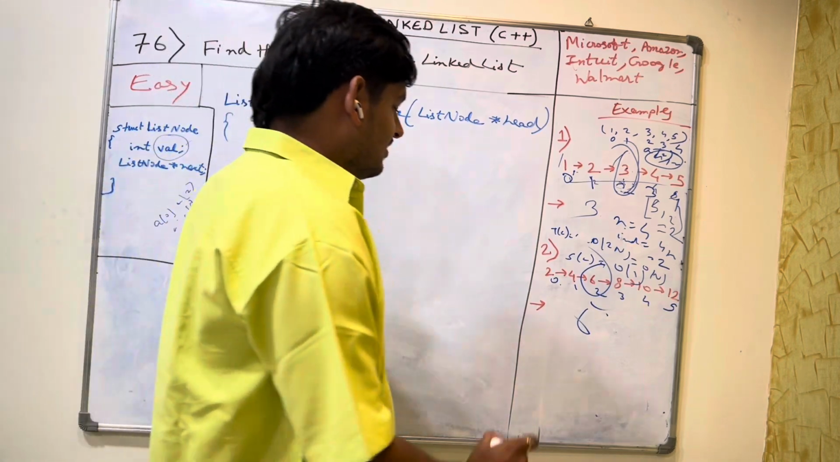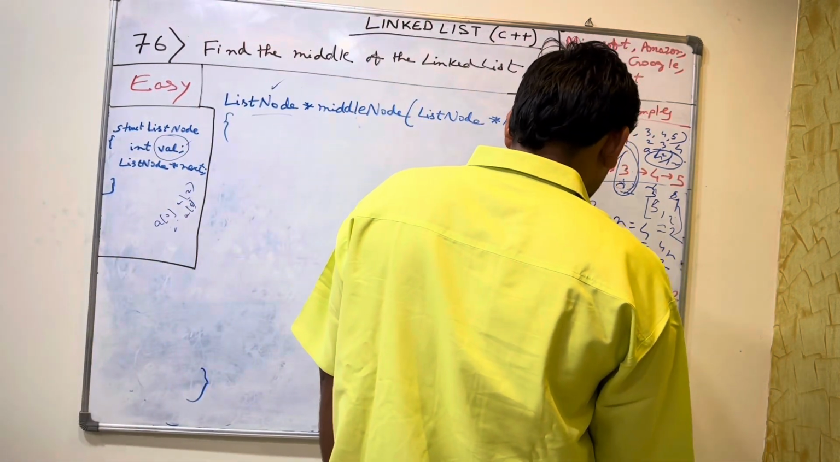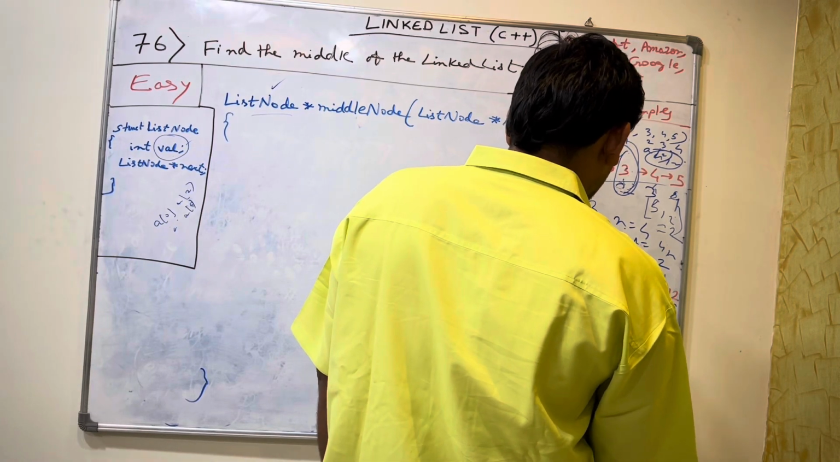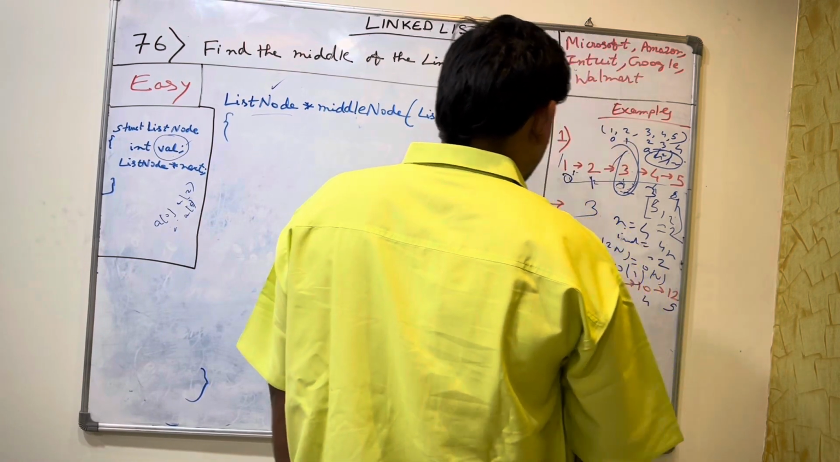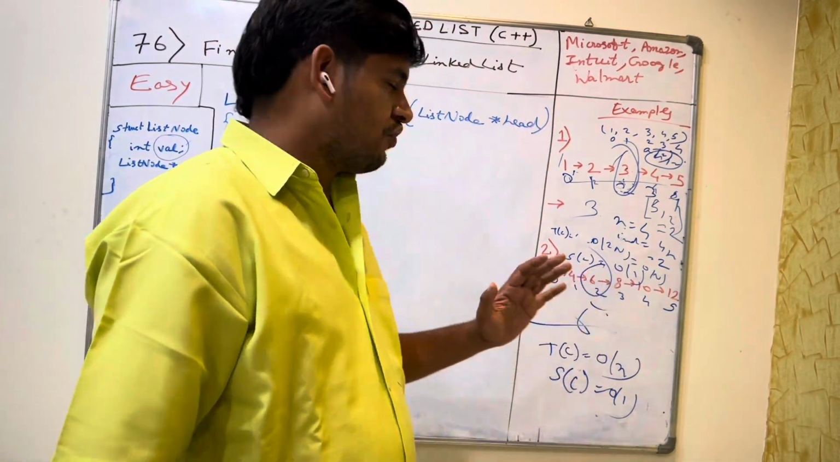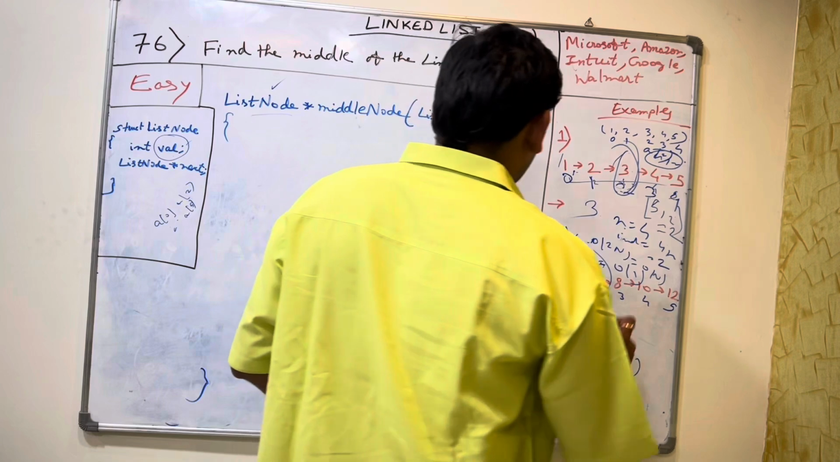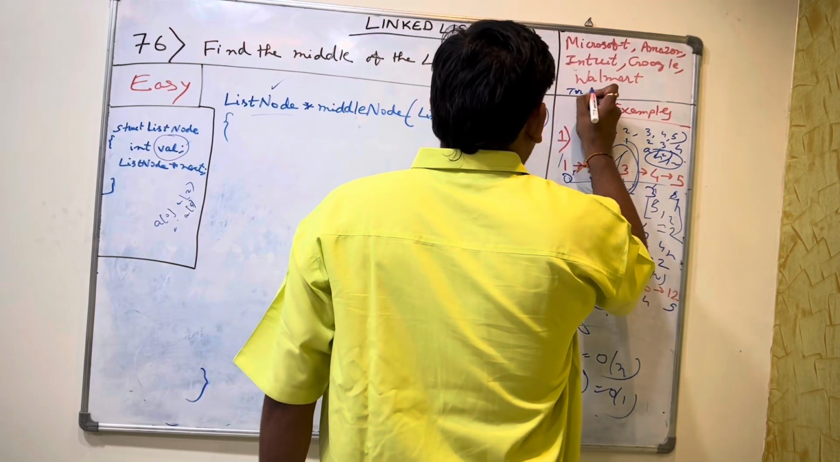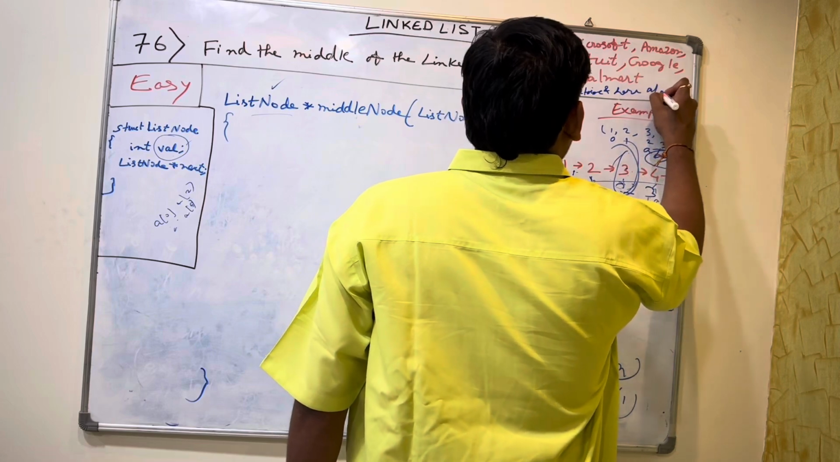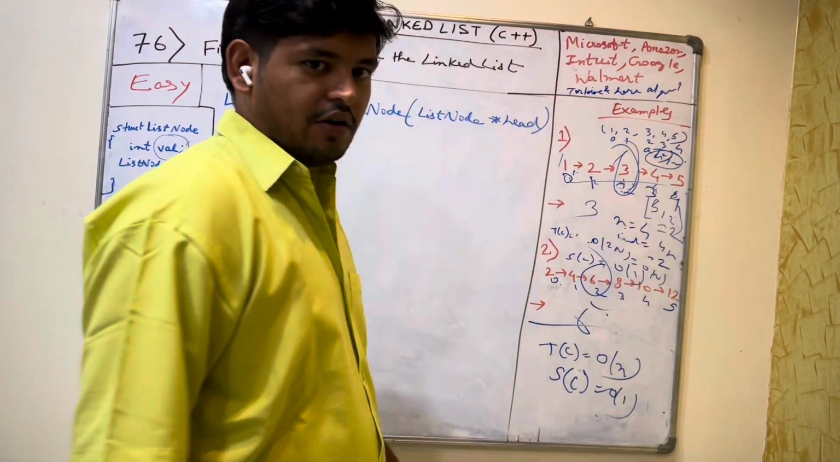Yes, we can. So the optimized solution is single traversal. In single traversal, we can solve this, and space complexity would be order of 1. And this algorithm we will use in many other questions. That's a famous algorithm, the tortoise and hare algorithm, right? So let's discuss how we are going to solve this with the tortoise and hare algorithm.